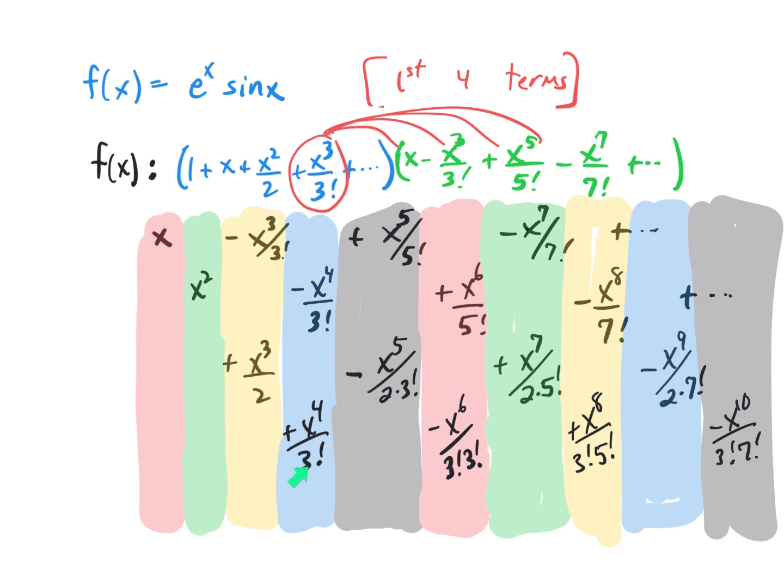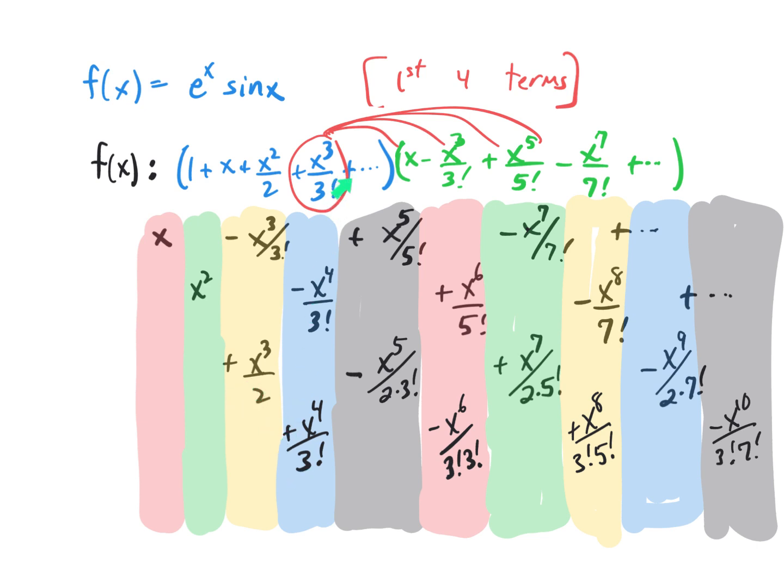Now, how far do we have to go? Well, notice when we multiplied the cubic term times the terms from sine of x's series, we didn't add to this column, or the second degree column, or the third degree column. We added to the fourth degree column. And that was happening previously as well.